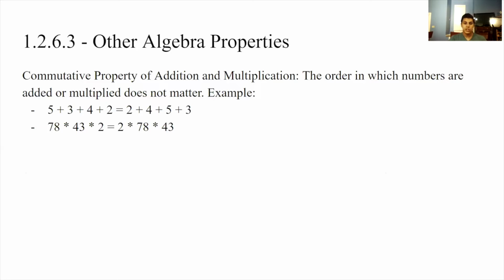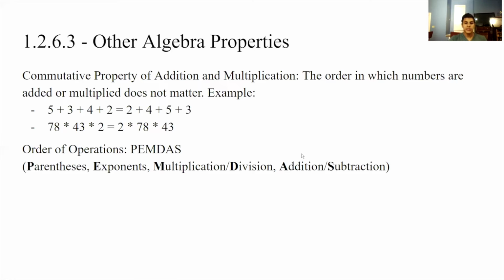So you can restructure addition and multiplication equations to do one or the other first. But this rule doesn't apply to subtraction and division. The order in which you do subtraction and division does matter. But when you have an equation like 5 plus 3, you could restructure it to 3 plus 5, and you still get the same answer. That's the commutative property of addition and multiplication.